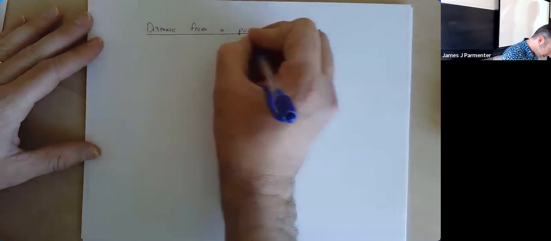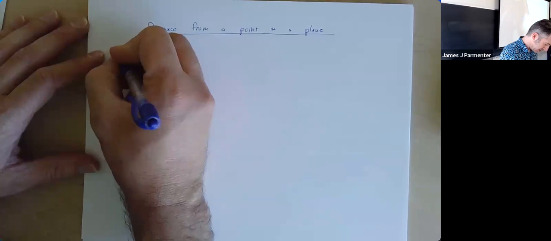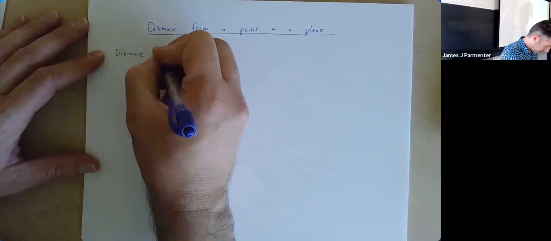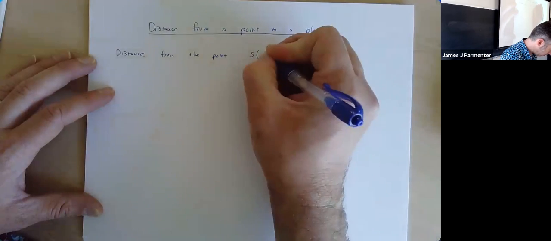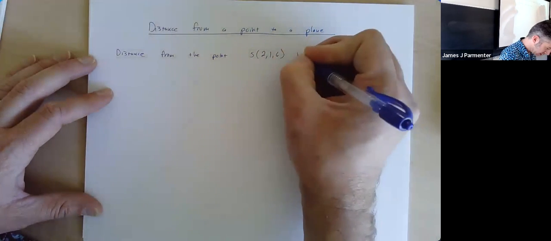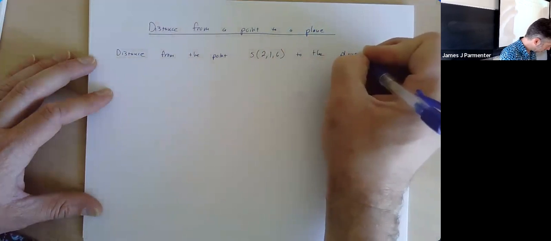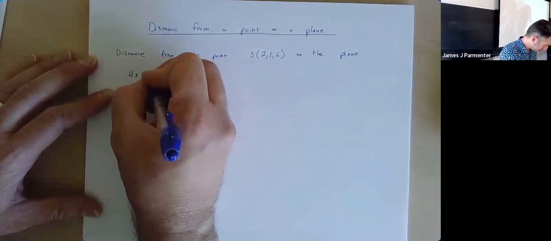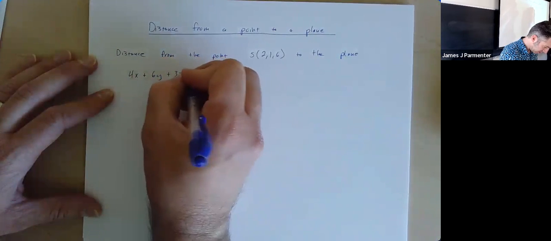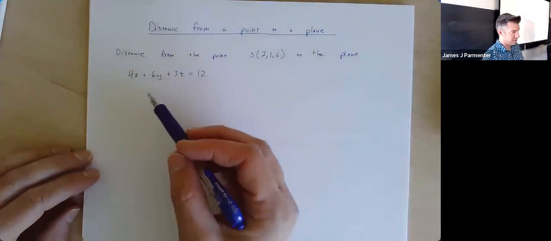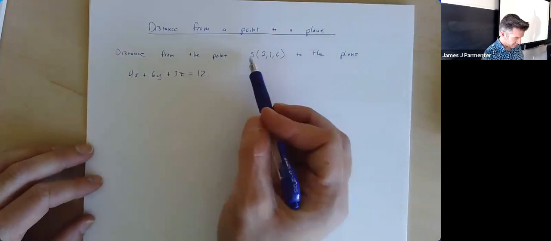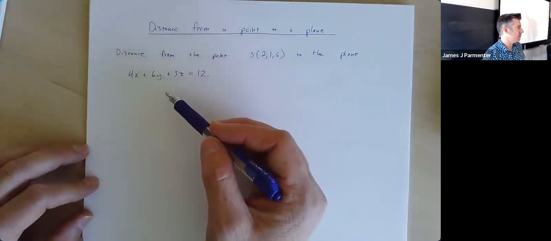Excuse me. So for example, we want to find the distance from the point, and it's pretty standard notation, at least in your textbook, to call the point that's not on the plane S. I don't know why they chose S, but they did. Let's say 2, 1, 6 to the plane given by 4x plus 6y plus 3z equal to 12. And what I would really quickly double check is make sure that point isn't on that plane. I mean, if it is, great, the distance is 0. If I plug in 2, 1, 6, I'm definitely not getting that equal to 12, so it's not a point on the plane.